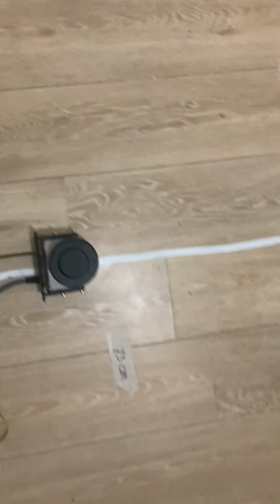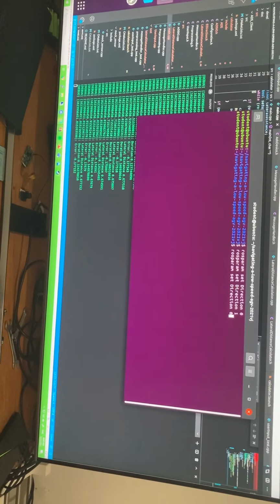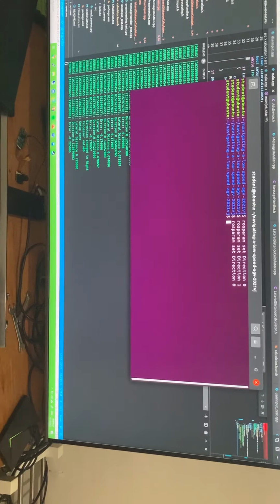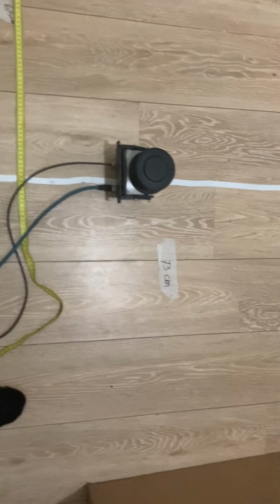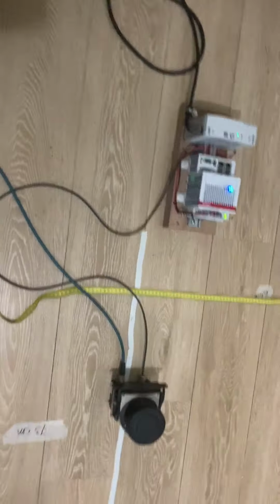So now I changed it, and what I need to do is set the direction to 0 for the right side. So now the sensor is looking on the right side, and that should be 73 centimeters, which I measured out.